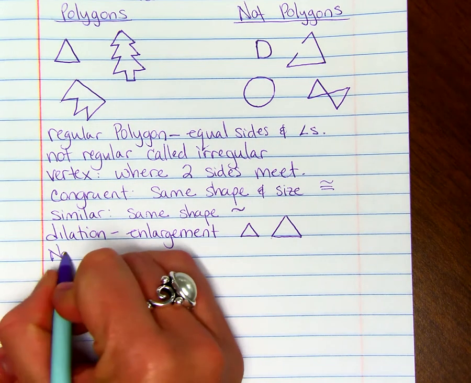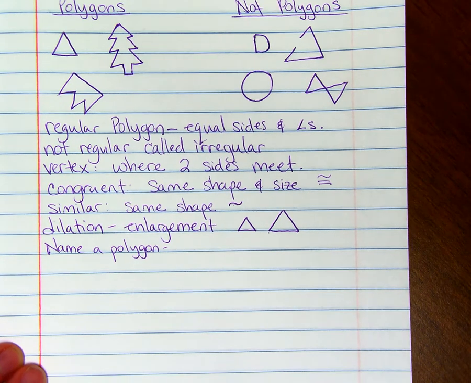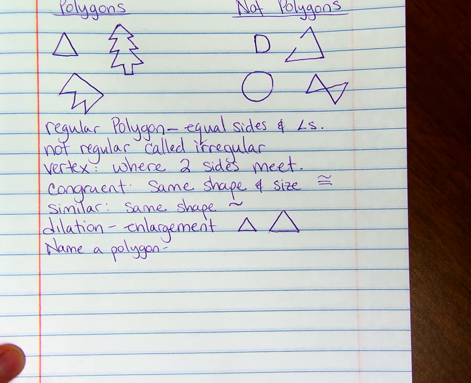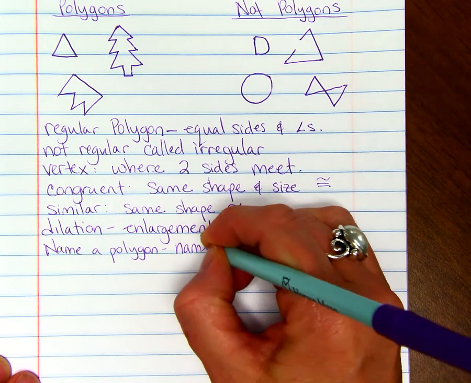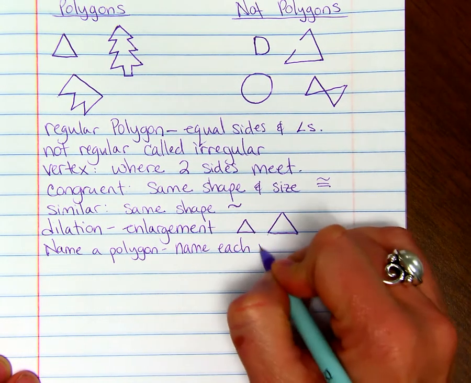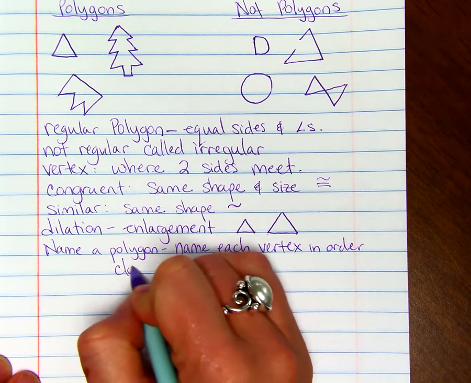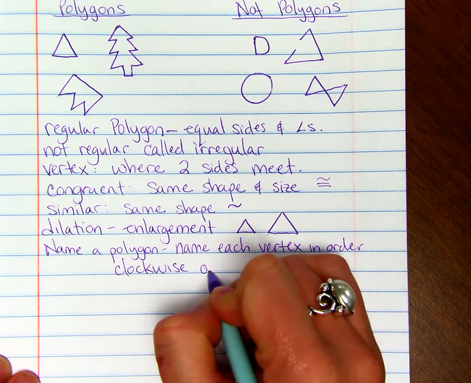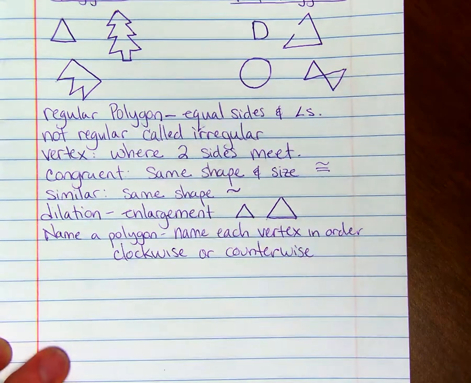If we want to name a polygon, we pick a letter and we name all the letters around the figure in order, clockwise or counterclockwise. It doesn't matter which way you go around it, as long as you're naming each letter all the way around the polygon. So we name each vertex in order, clockwise or counterclockwise. And it doesn't even matter which one you start with, as long as you don't miss any of them and go all the way around.